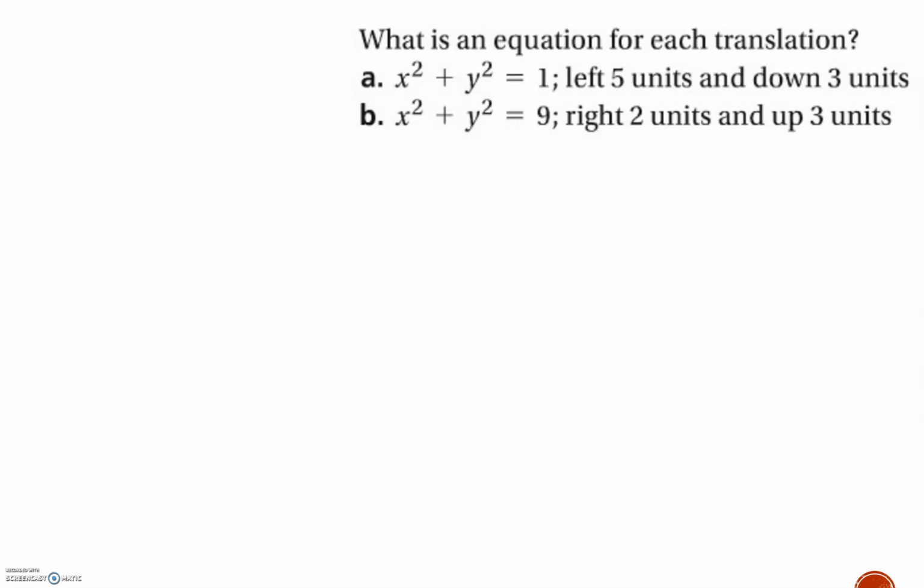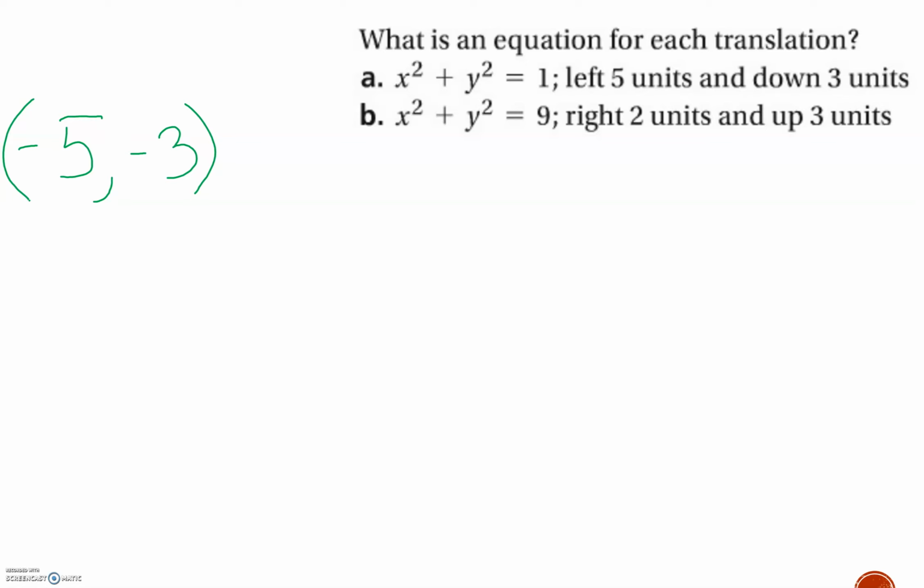On the first example, we're given x² + y² = 1. And we're going to move that left 5 units and down 3 units. So moving left, it's like a negative 5. Down 3 units is a y value of negative 3. So that would be our h and k value. Our equation is still going to equal 1.